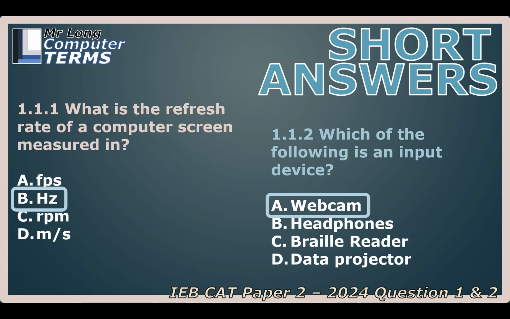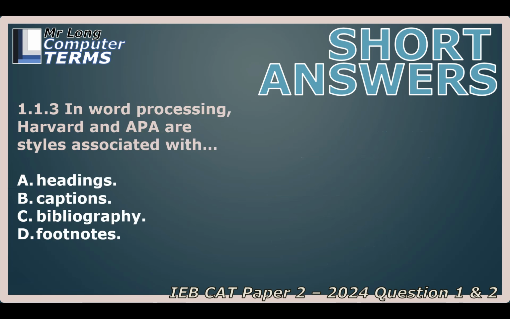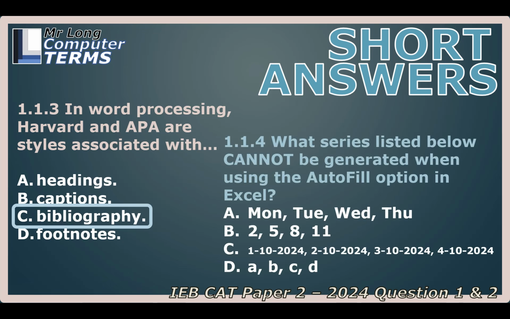Got it. All right, changing gears completely. Word processing, Harvard and APA. What are those styles associated with? Is it headings, captions, bibliography, or footnotes? They are all about the bibliography. And this is a big deal in academic work. It's huge. It's about academic integrity. These citation styles are the standard global way of showing where your research came from. It's non-negotiable, really.